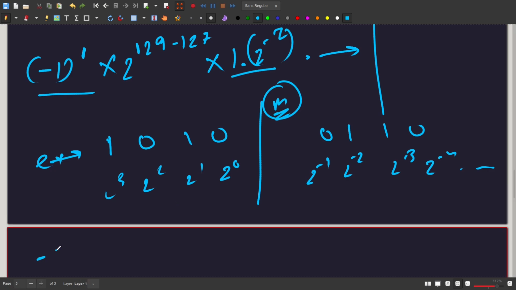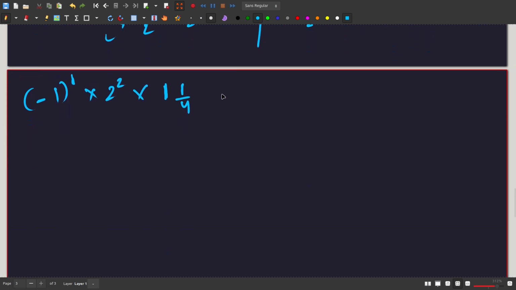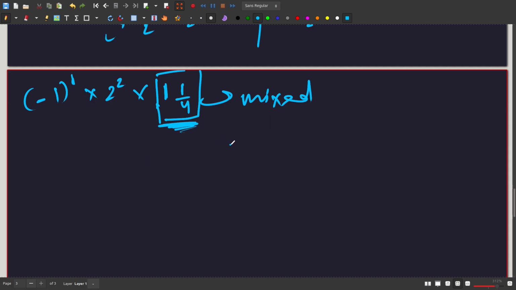So we will have minus 1 power sign bit, 2 power. Now 129 minus 127 simply becomes 2, multiplied with 1 by 4, because 2 power minus 2 is basically 1 by 4. Now the way I like to think about this is that this is a mixed fraction. So this 1 by 4 thing that we have is in fact a mixed fraction.